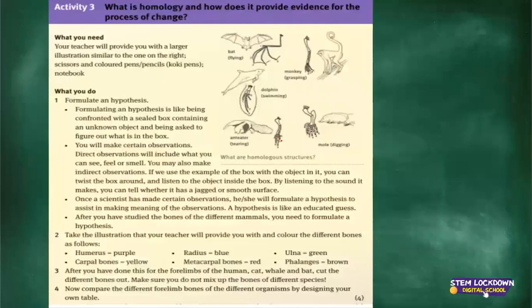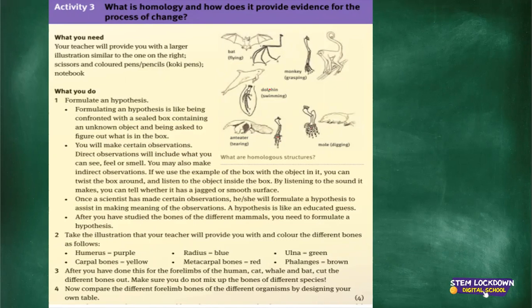And then this is activity 3. You saw here when we're speaking of homology. Your teacher, again, this is supposed to be a practical task in class or even as homework, so you can do it as homework. Your teacher will provide you with a large illustration similar to the one on the right, scissors and colored pens or pencils, which are Koki pens, and a notebook. So you need those. We'll see that diagram with these different images or structures. So you need such, ne? And if you need this, I can even email it to you.